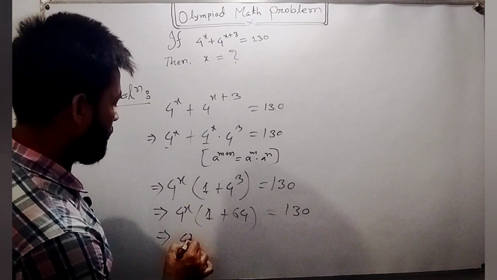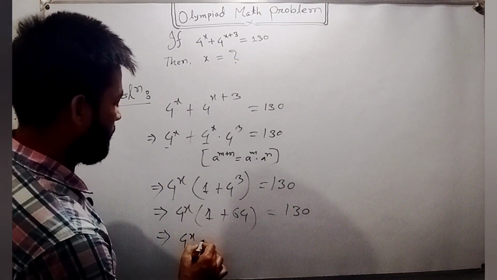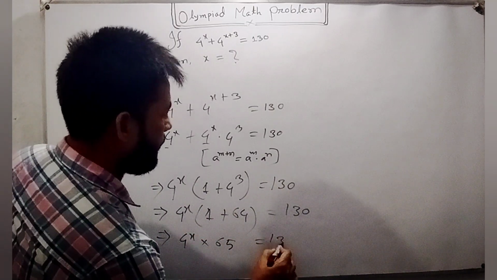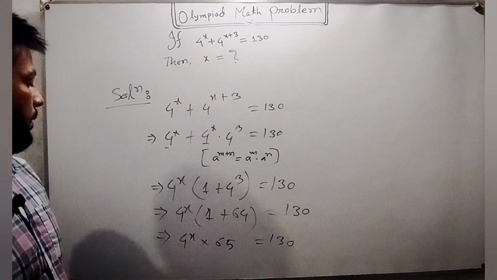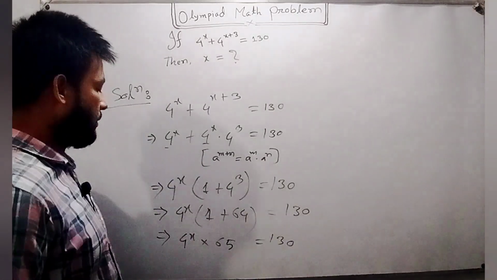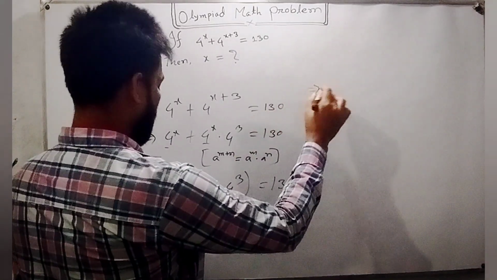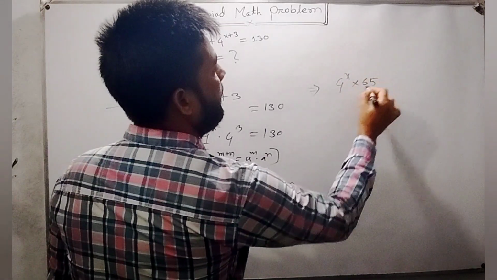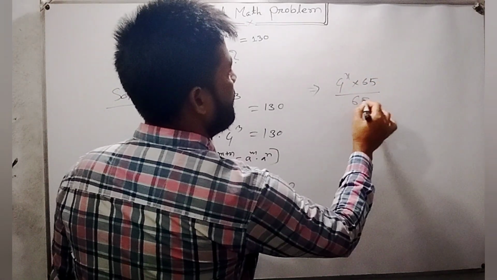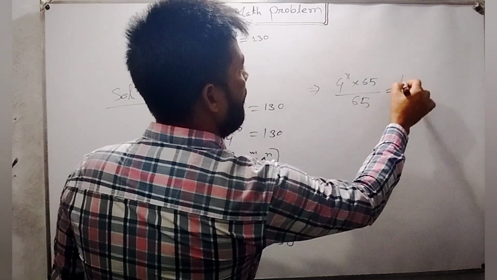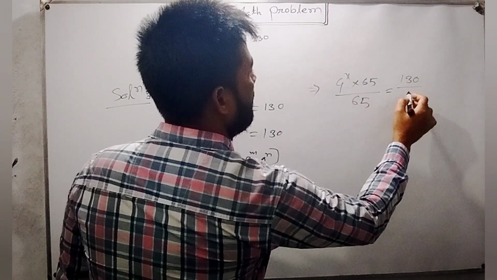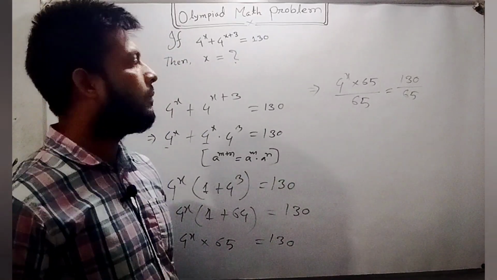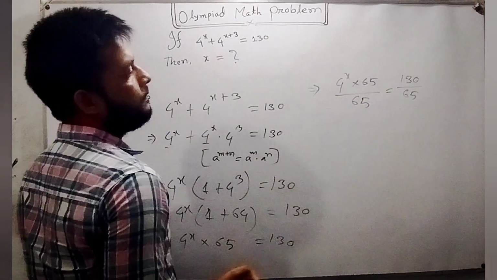Then we may write 4 power x, and we add these terms. It makes 65 equals 130. We may write the next line, 4 power x times 65 equals 130. We have to divide both sides by 65.